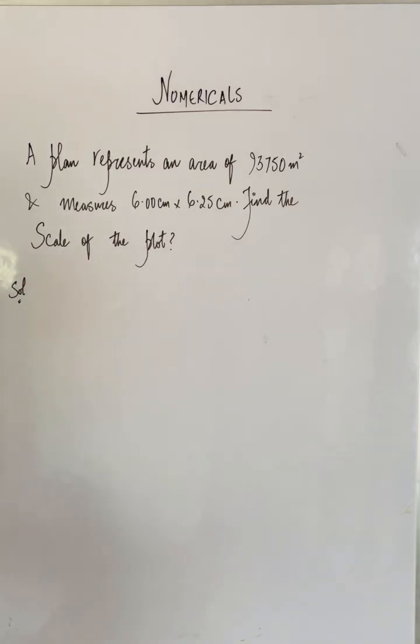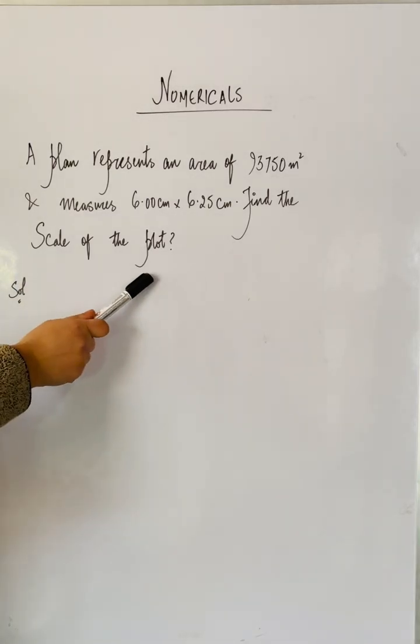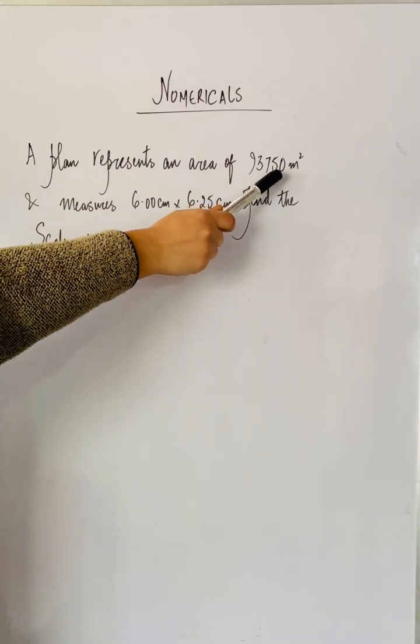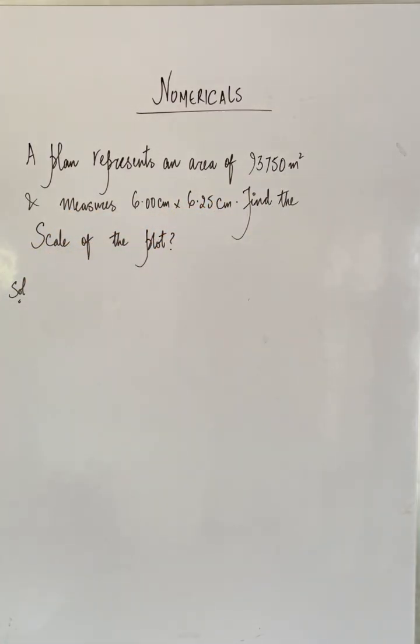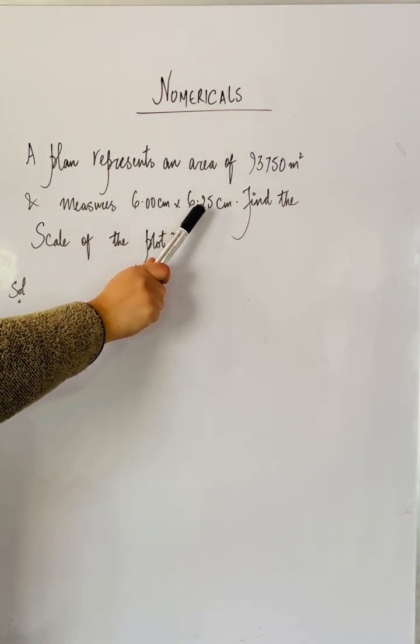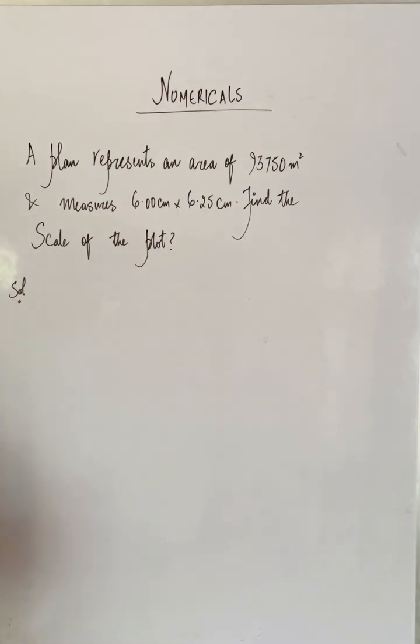So let's begin. Question is, a plan represents an area of 93750 square meters and measures 6 centimeters cross 6.25 centimeters. Find the scale of the plot, right? So the plan represents an area, that is area of survey is 93750 square meters. But on plan, on map, it represents an area of 6 centimeter cross 6.25 centimeter. We have to find the scale of the plot.